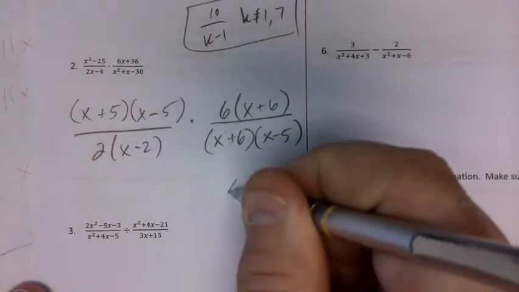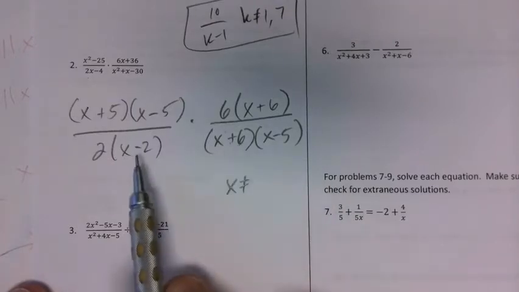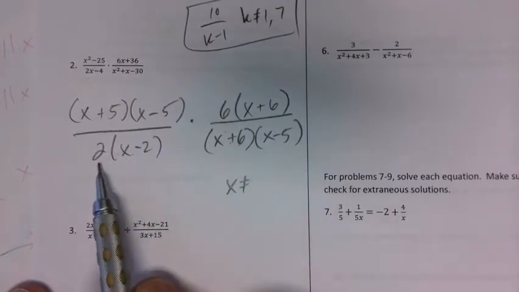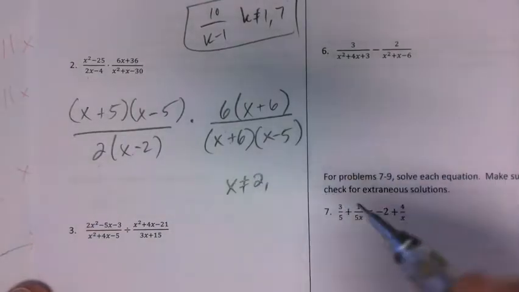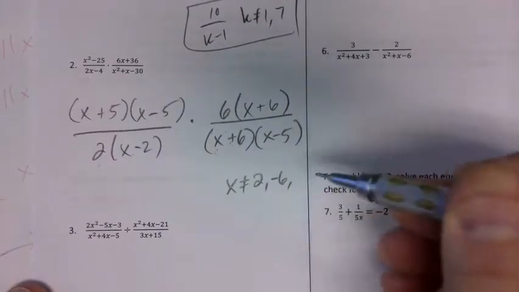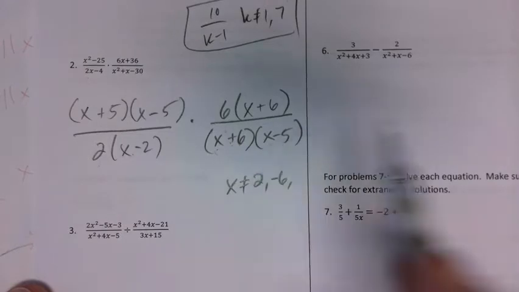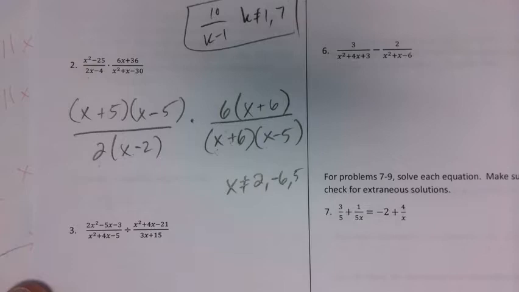Okay, now, restrictions. Each factor that has an x will have a restriction. This one will not, because 2 will never equal 0. Here, 2 minus 2 will equal 0, so x can't be 2. Here, negative 6 plus 6 will equal 0, so x can't be negative 6. Here, 5 minus 5 will equal 0, so x can't be 5.